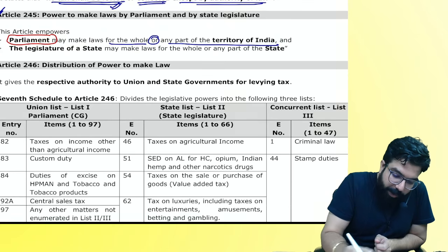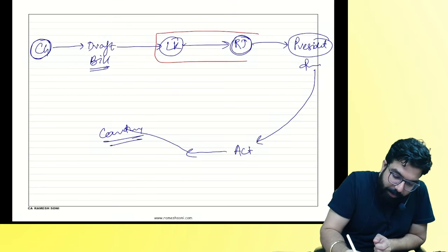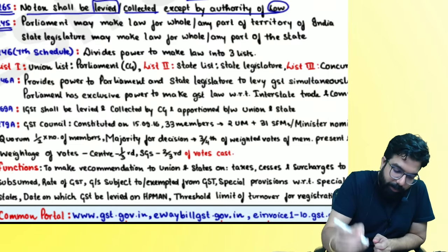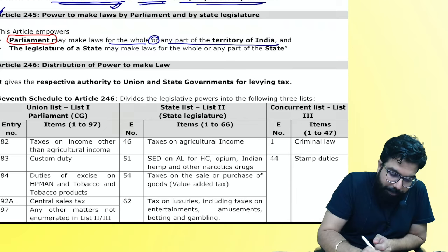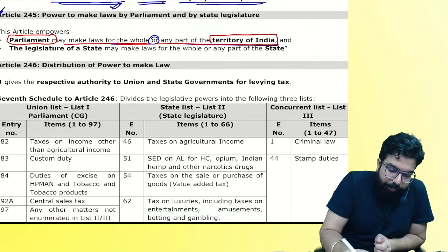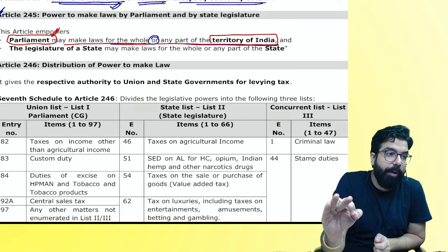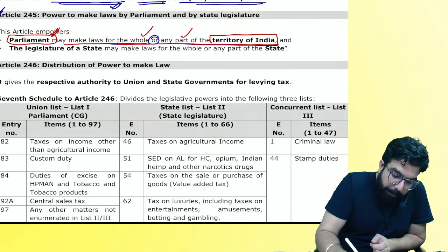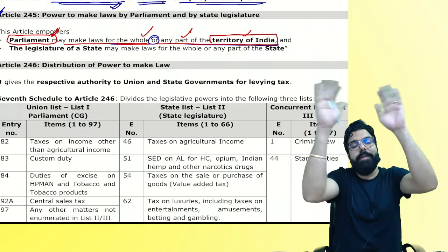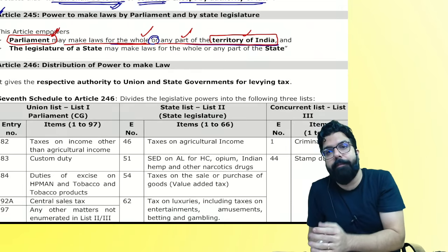Parliament makes a law, can you tell me what you mean by Parliament? Parliament means the Lok Sabha and the Rajya Sabha. They make a law for the whole or any part of the territory of India. It means whenever Parliament makes a law, it makes it for whom, everyone? The whole or any part of the territory of India. So if a law has to be made for the whole of India, who will make it?